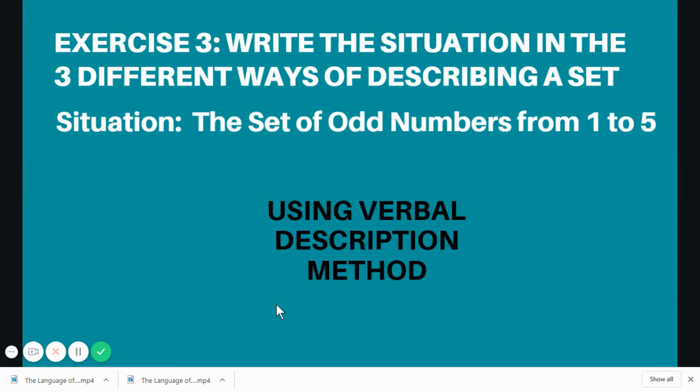Okay, so let us have exercises. So in our exercise number 3, write the situation in the three different ways of describing a set. So for example, we have a situation, the set of odd numbers from 1 to 5. So again, what are odd numbers? Odd numbers are 1, 3, 5, 7, and so on and so forth. So ang gagawin natin, i-describe natin siya using verbal description method. So what do you think is the answer? So I'll be giving you 5 seconds.